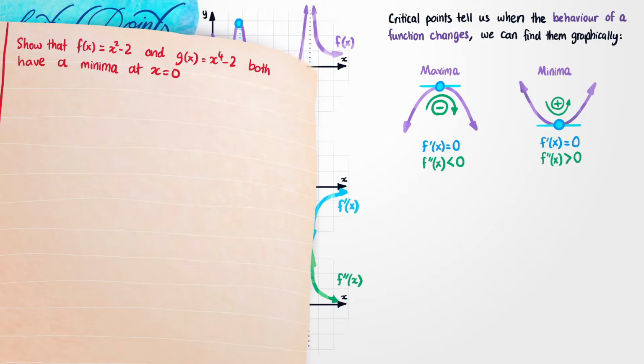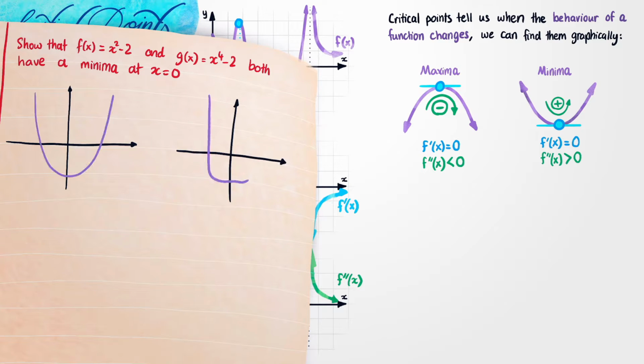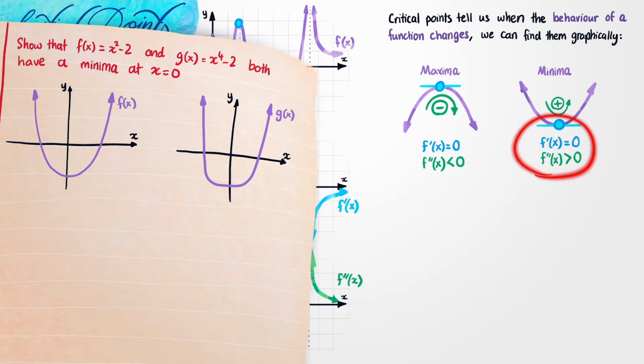Okay, so I've picked a really simple example here to show you when things can go wrong. So first off, I'm going to start with a graph of f and g, but we basically want to show that both of them have a minima when x equals 0. Okay, to use this test over here, we're going to need the first and second derivatives of both f and g. So let's go ahead and differentiate both of them twice.